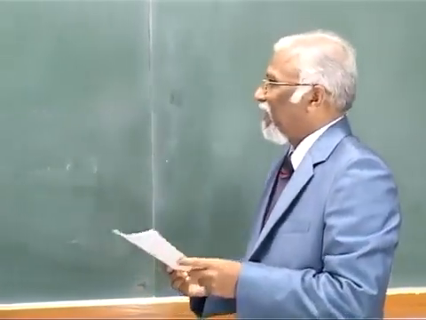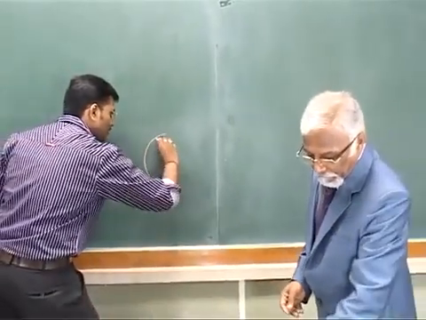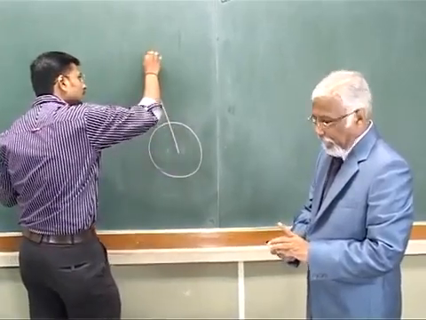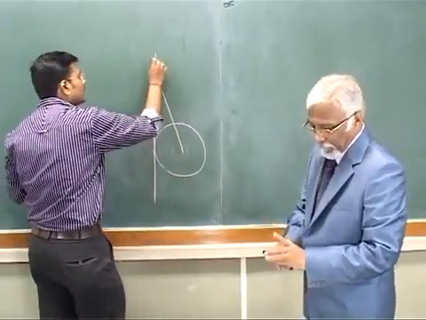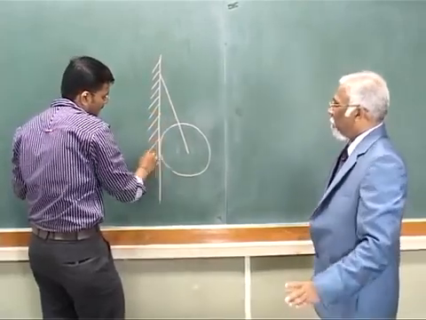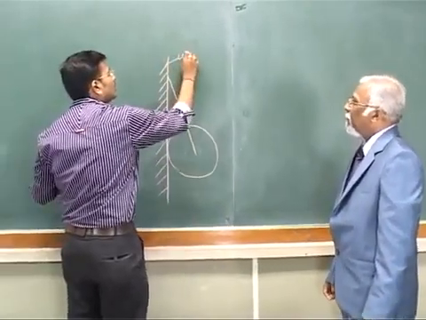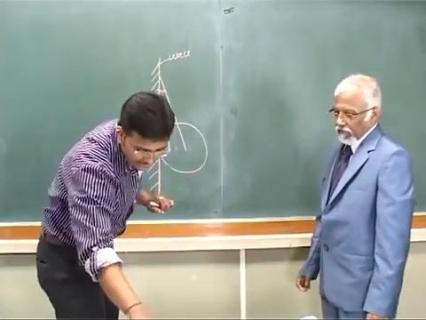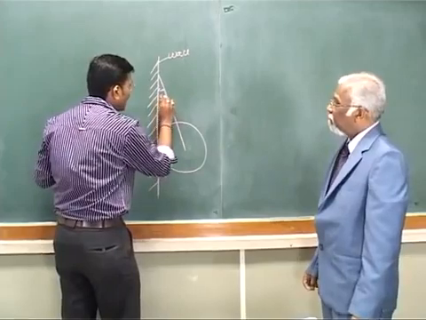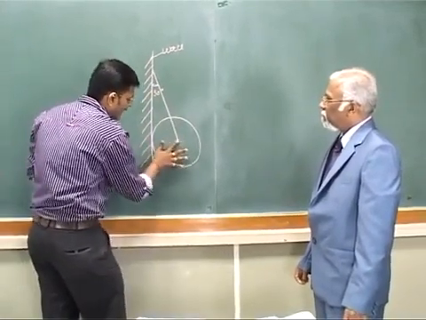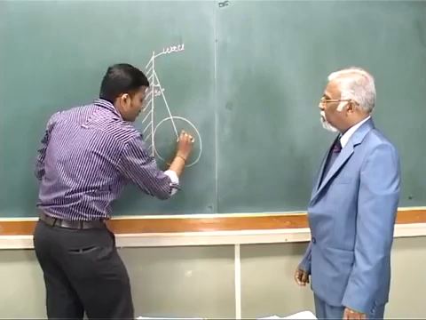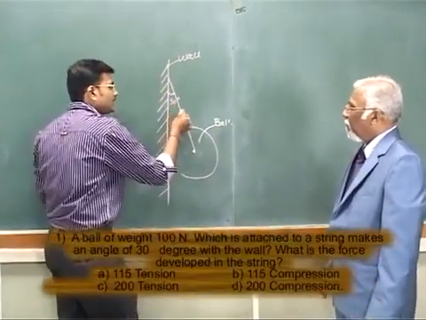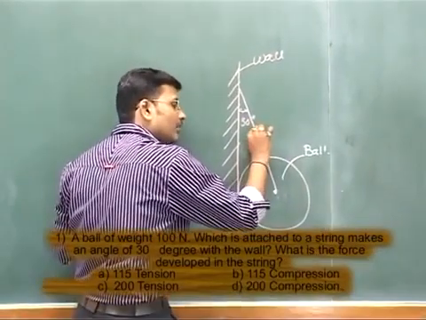Okay, Raviraj, start again. So a ball is given which is attached to a string like this and which is resting on a wall. So this is your wall, as you are framing your question, and it makes an angle of 30 degrees with the vertical wall. So this angle is 30 degrees and it is attached at the center. So this is your ball, and they are asking what is the force which is developed in this string.